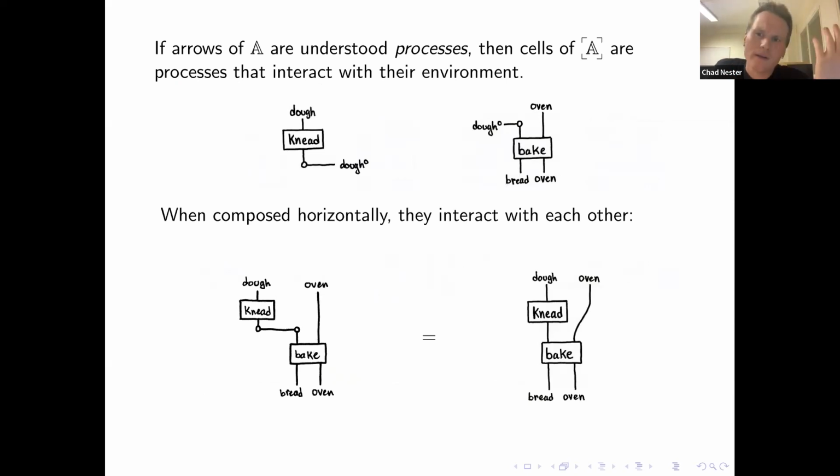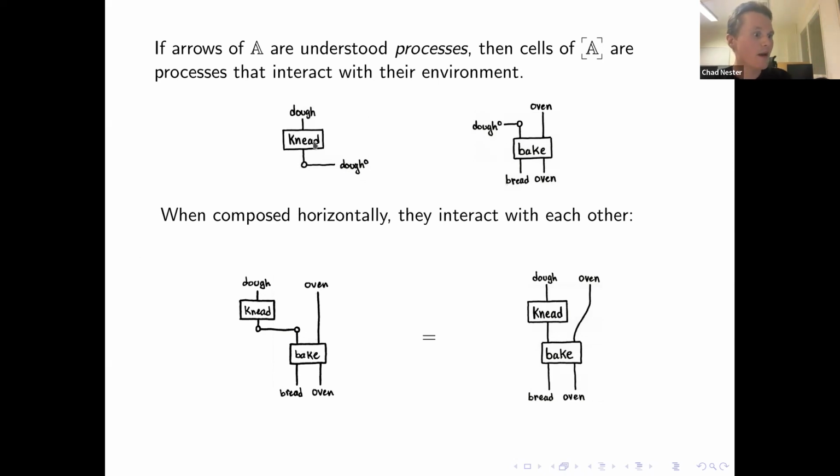And so I think that this free cornering construction is very interesting. The reason I think it's interesting is because if we interpret the arrows of the monoidal category A that we started with as processes, or if you like, resource transformations, where I start with the things in the domain and I end up with the things in the codomain as a process to get one from the other, then I can think of cells of the free cornering of that monoidal category as processes that interact with their environment via these simple A-valued exchanges.